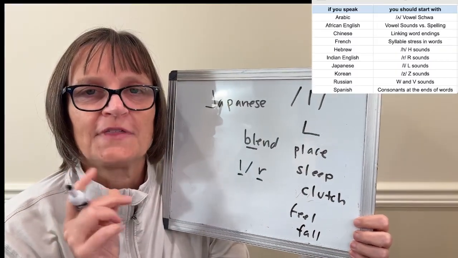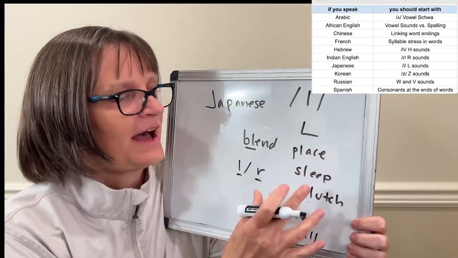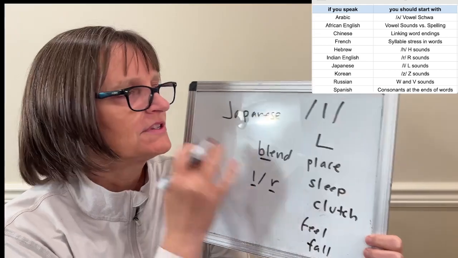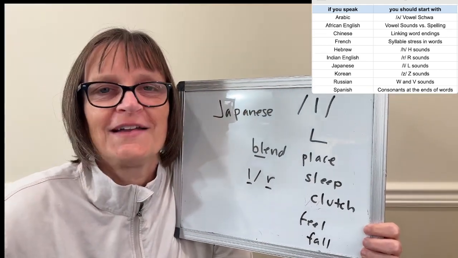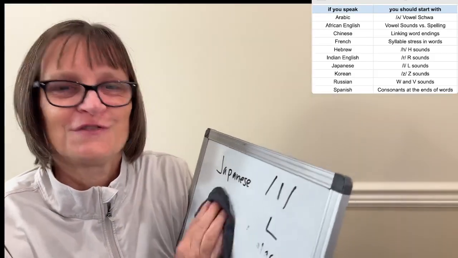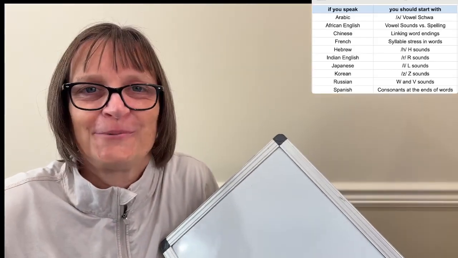So mastering that L, the tongue position, all the different varieties, how to put it together with other sounds at the beginning and the ends of words is going to be a great starting point for Japanese speakers. You can get help for that in our Sounds of English course, and also, of course, I'll put some resources for you here in the description of this video, so you can go right to that here on the channel.